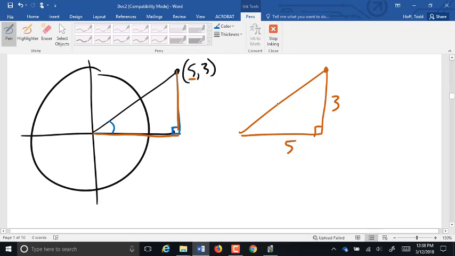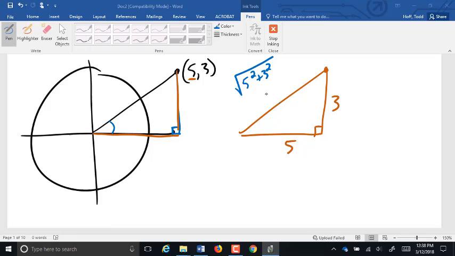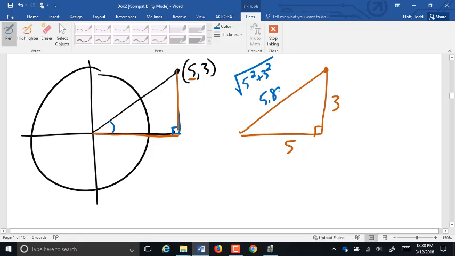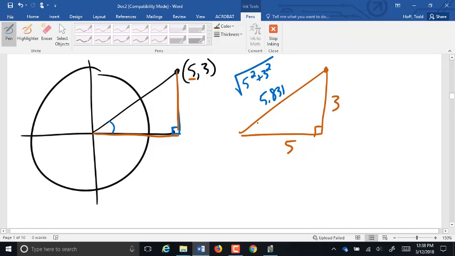From that information, can I find my third side? Yes, I can. The square root of 5 squared plus 3 squared gives us 5.831. So what that does is allow us now to find all of our trig functions of this angle. I'm going to call that angle theta.